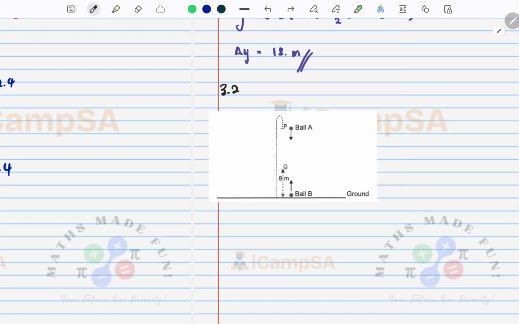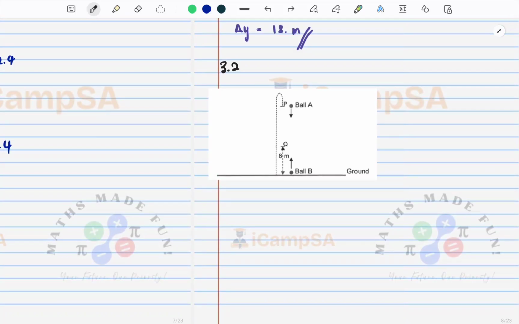So in this case, I've got all the information that I need about ball A, but I don't have any information about ball B. So how am I going to then calculate the velocity of ball B? What I can do here is calculate it using whatever I have from ball B. First things first, I can check the time. What time does it take for ball B to get to this point here, Q? Okay, and then I can use the time to calculate the velocity of ball B.